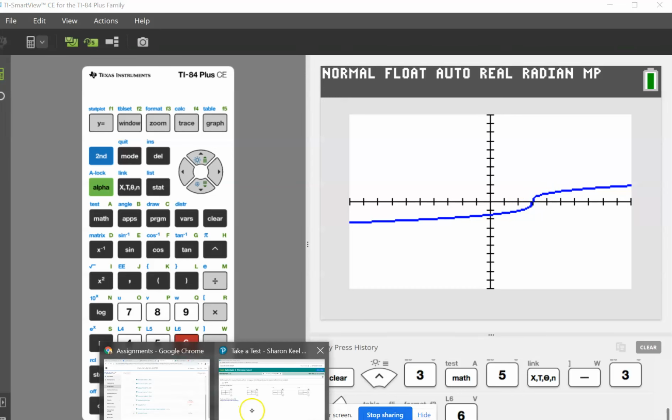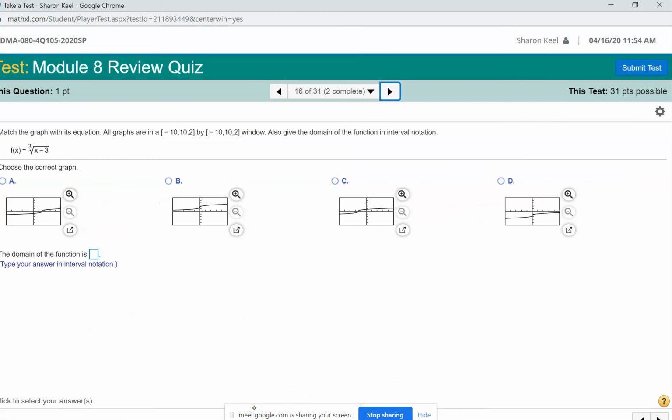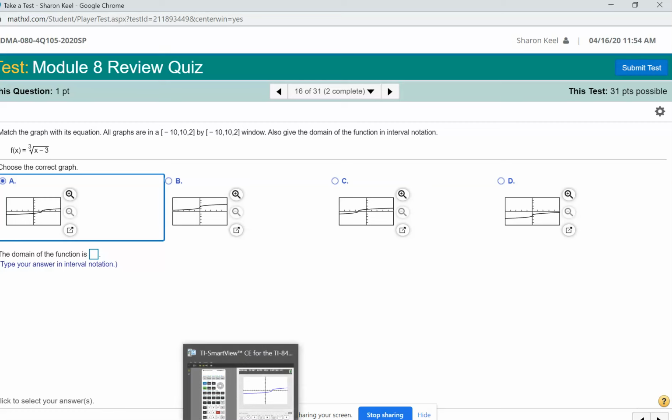So as I'm trying to choose my correct graph, this looks like it could be the correct graph. This one's not right. This one crosses on the negative side, and this one does not go up into the first quadrant. So through process of elimination, we can come here and choose easily what that happens to be. Then it asks me, what is the domain of the function?